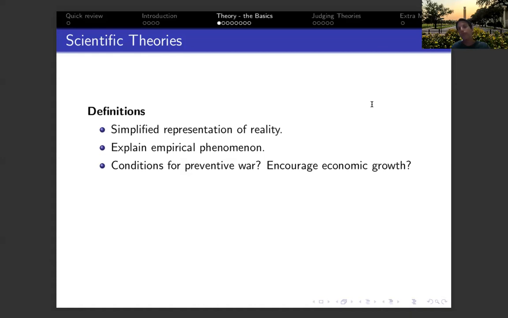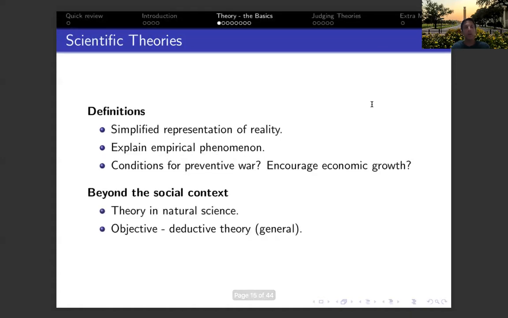But the logic or the definition of a theory based on what I just provided to you also fits with theories beyond the social context. So theory in the natural sciences also follows these kinds of definitions and is used in the same way. For example, scientists in the physics area try to identify the conditions that explain what governs the motion of stars, what governs the motion of planets, or what leads to changes in weather patterns.